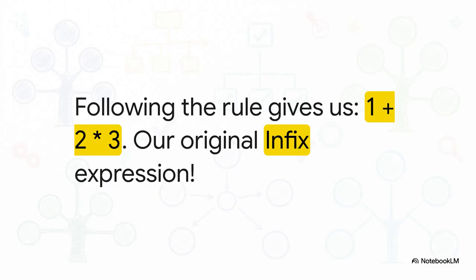Okay, so if we apply that rule, left, node, right, to our tree, what do we get? Well, we get 1 plus the result of 2 times 3. Hey, it perfectly recreates our original expression. This is called infix notation, and it's called that because the operator is in between the numbers. It's exactly how we humans naturally read math.